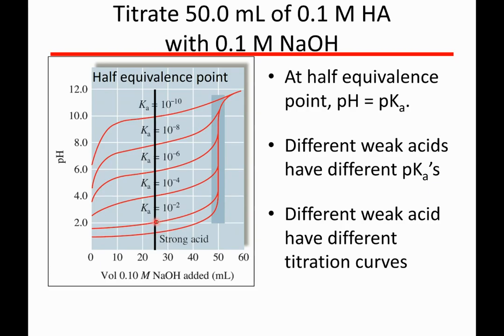And if you were to have a weak acid that has a Ka of 10 to the minus 2, then pKa is 2. And so at the half equivalence point, the pH is 2. If instead you had a weak acid with a Ka of 10 to the minus 10, then pKa is 10. And at the half equivalence point, the pH will be equal to 10. So this is one way that you can distinguish between various weak acids, and one way that you could determine what the Ka or what the pKa of a weak acid is by looking at what the pH is at the half equivalence point in a titration.